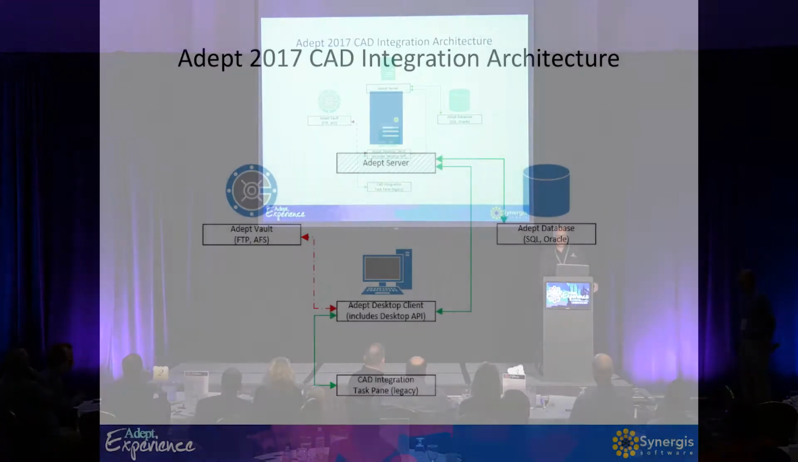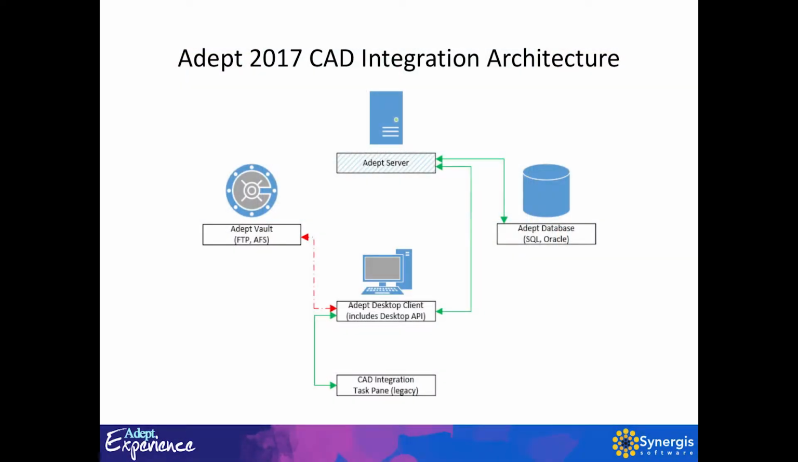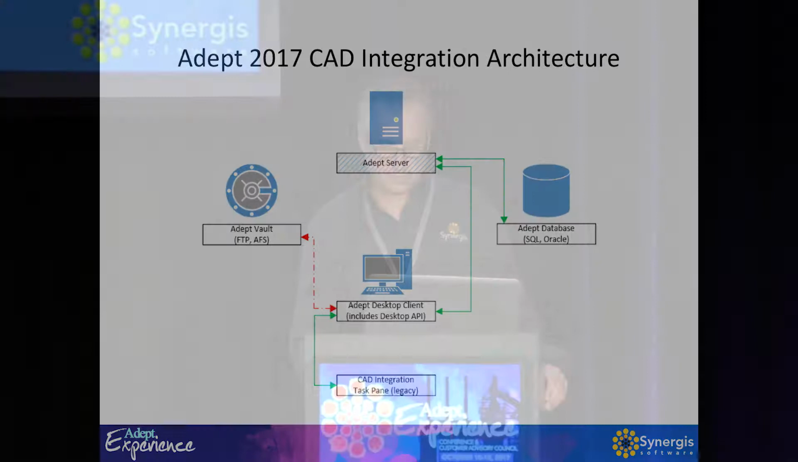And this is kind of what that architecture looks like. You've got the Adept server at the top, the database to the right. Those could be on the same system. But very simply, the CAD integration on the bottom. When anything happens inside of the CAD integration, it now speaks to the desktop. The desktop then either goes to the vault to get a file, or it goes to the Adept server to find out if it's available first, then goes to the database and gets its information. So there was easily an extra step in there.